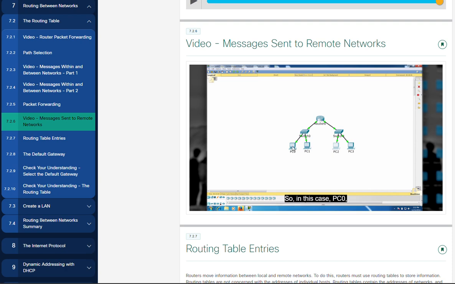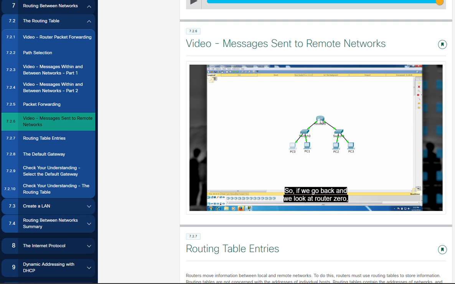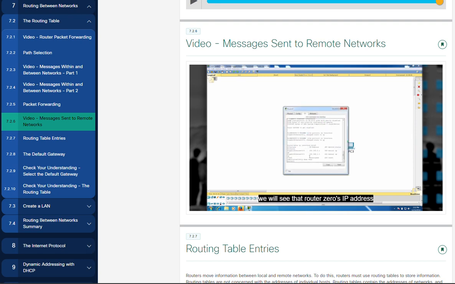So in this case, if we look at PC0's IP configuration, it has a default gateway configured. Now, what is the purpose of a default gateway? A default gateway is the IP address of the router interface attached to the local area network segment where PC0 is located. So if we go back and look at router 0, we will see that the IP address for the interface attached to the LAN that PC0 is connected to is 192.168.1.1.